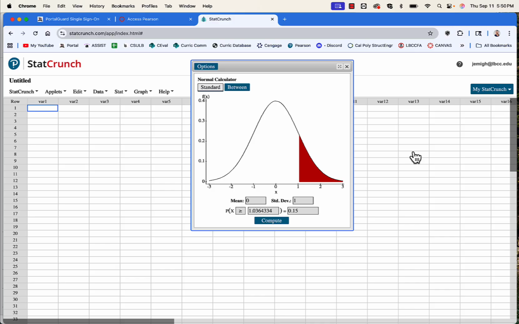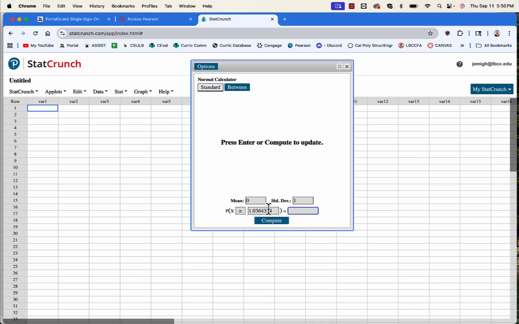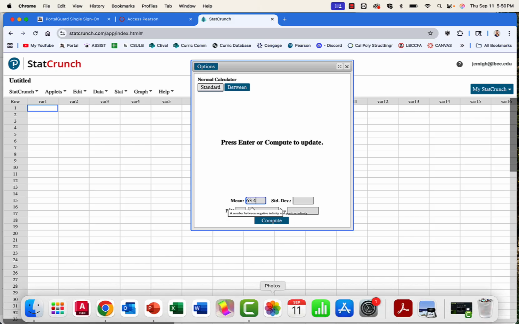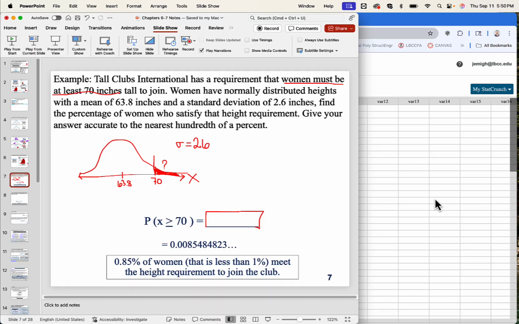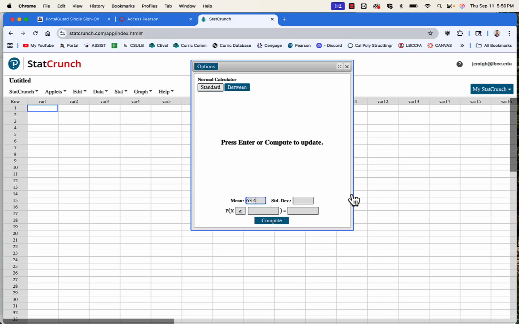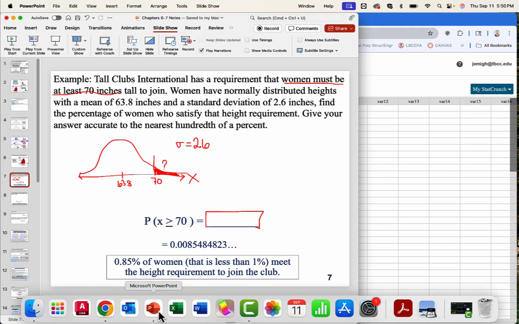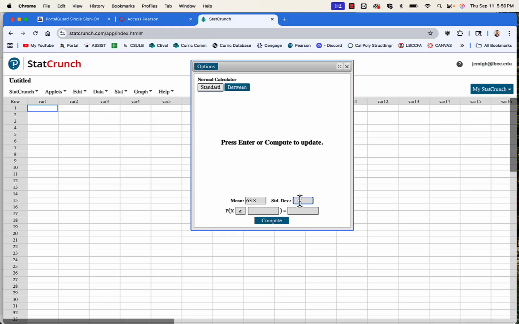Okay, we're back to StatCrunch. Take my advice, guys. Get rid of this stuff. Okay, now we do have to actually get rid of everything for the first time. Okay, we need to enter the mean height, which was, oh no, I think it was 63.4. I gotta look, I don't remember. 63.8. Okay, 63.8. And the standard deviation was, I forget again, 2.6. I'm sorry. So that goes here, 2.6.